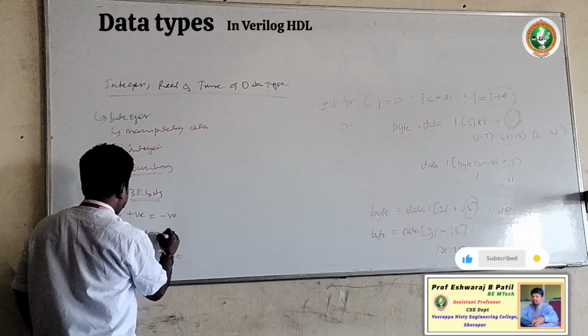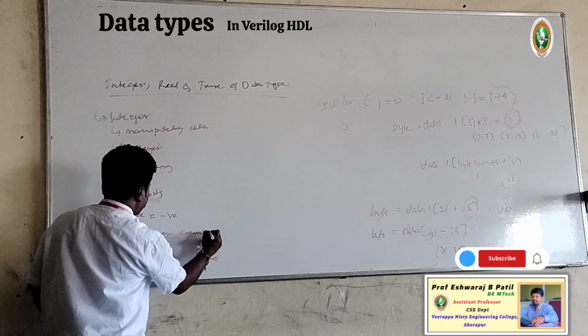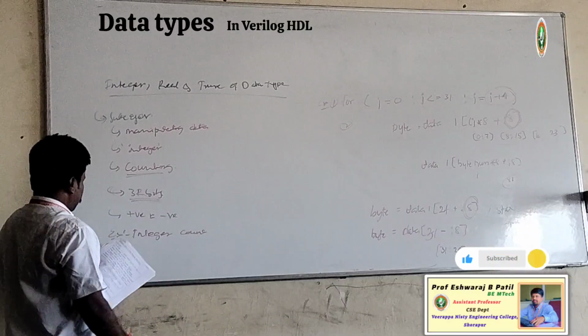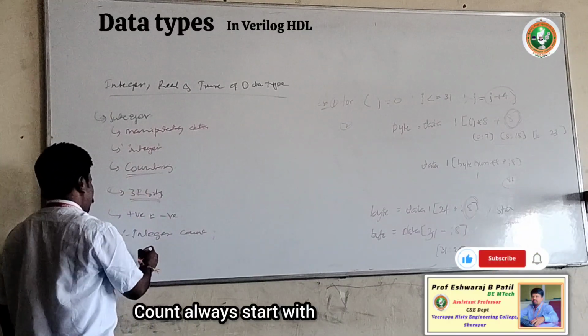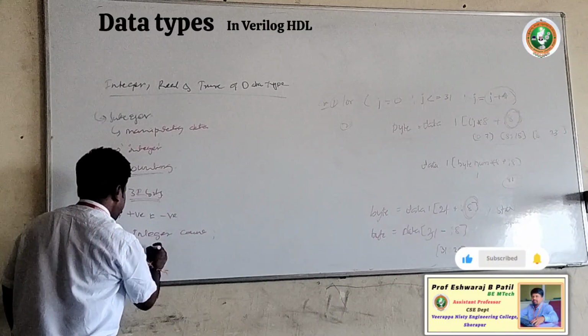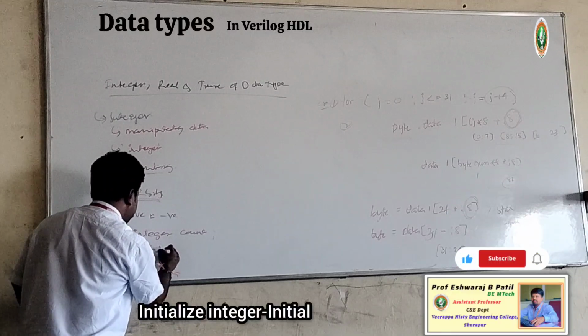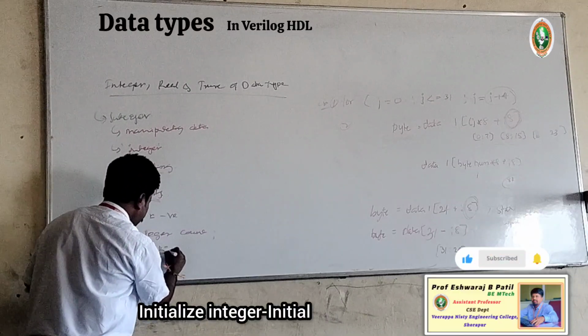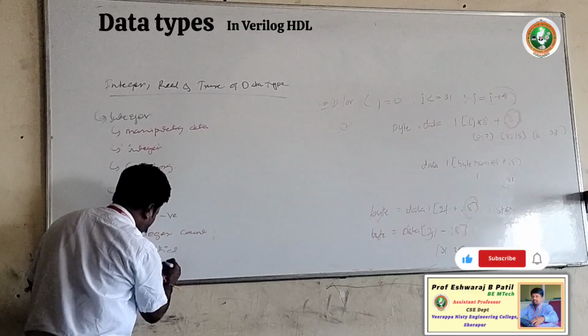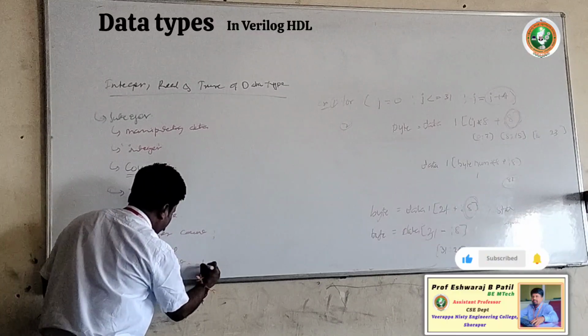Integer. Count always starts with the start. Okay, initialize integer initial count equals to -1.